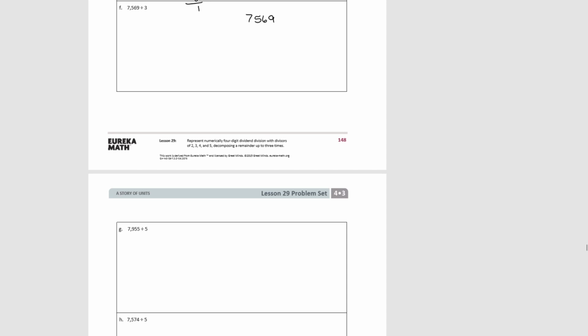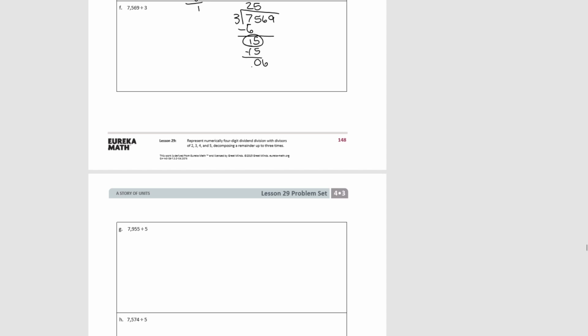7,569 divided by 3. Starting with the thousands, we can put 2 in each group. 2 times 3 is 6, which leaves us 1,000, which will decompose into 10 hundreds. Add to the 500s that are there. We now have 15 hundreds, which we can divide equally into 3 groups and use all of our hundreds.